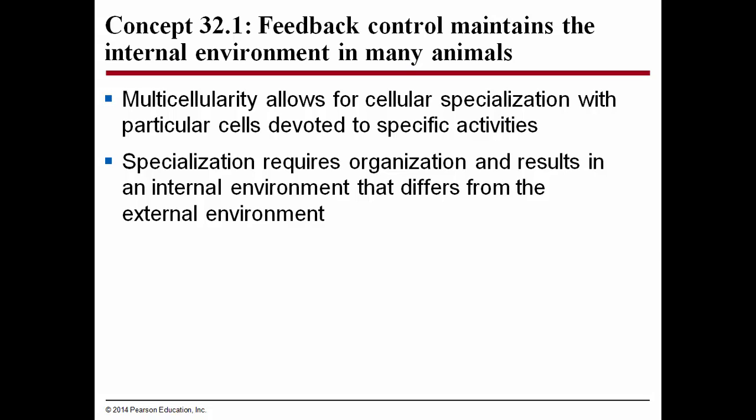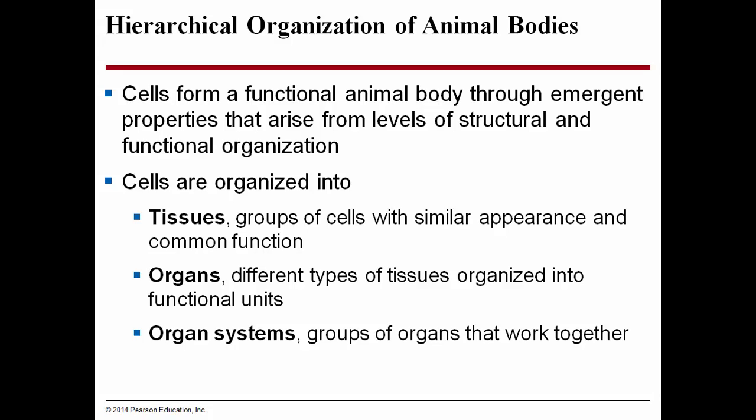Okay, in our first concept, we're going to look at the feedback control that maintains internal environment in many animals. Multicellularity allows for cellular specialization with particular cells devoted to specific activities. These are the various tissues. Specialization requires organization and results in an internal environment that differs from the external environment. These are the functions of the organs and the organ systems. The hierarchical organization of animal bodies.